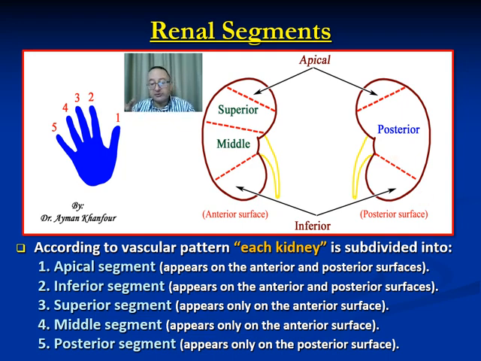I asked you in the first part of the lecture to make a table and to draw by your hand the surface anatomy from the anterior aspect and from the posterior aspect. This is the second drawing that I want you to make by your hand, and the third one is that for the anterior relations of the kidney.